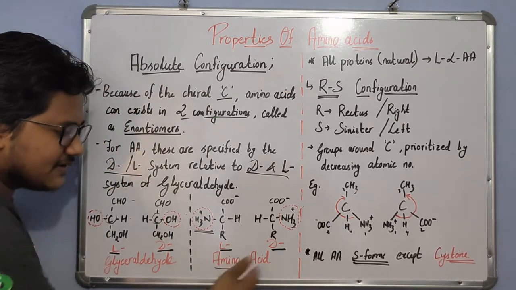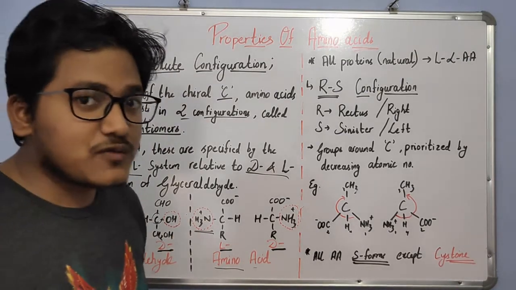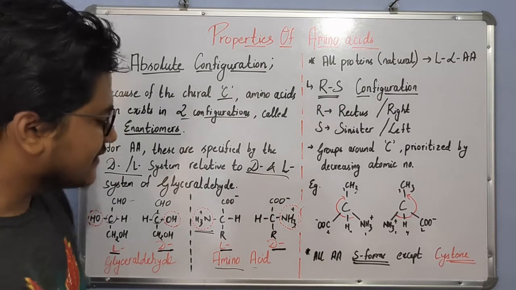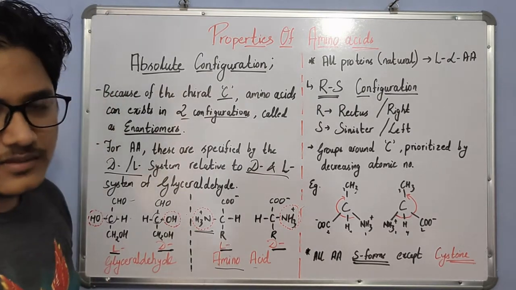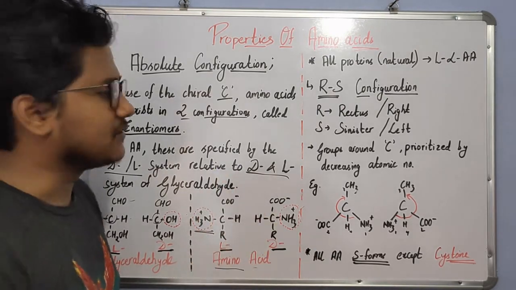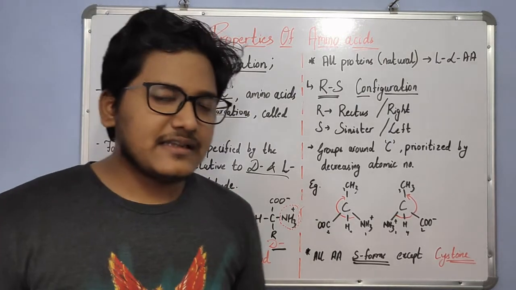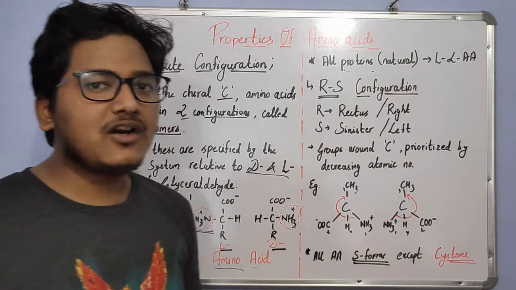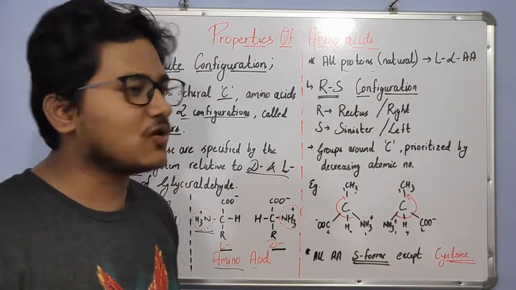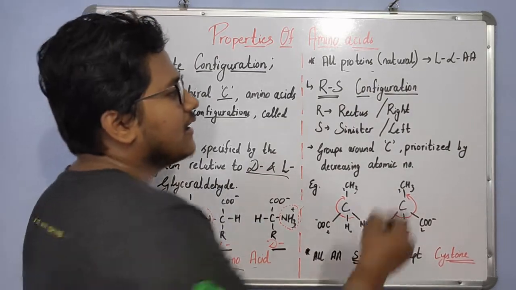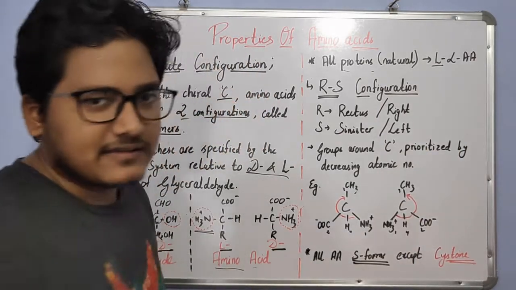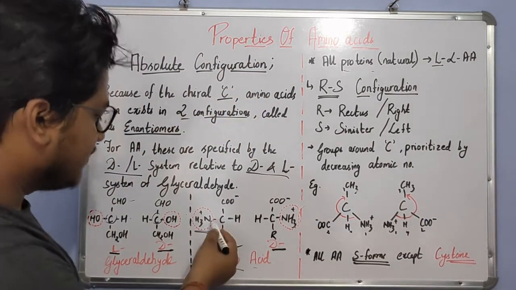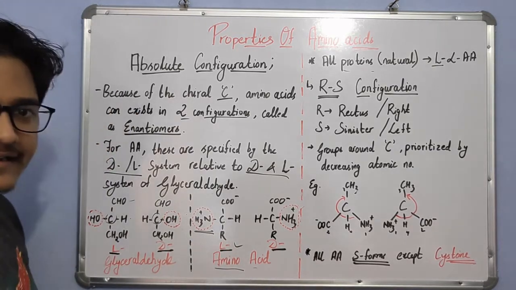Now, this is followed by all the amino acids which are chiral in nature. So again, the exception is glycine, since in glycine the R group is a H atom, it does not follow the same principle. Another important thing to note is that all the proteins that are naturally occurring or ribosomally synthesized are L-amino acids.